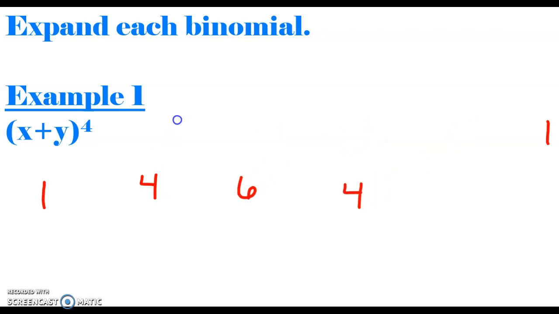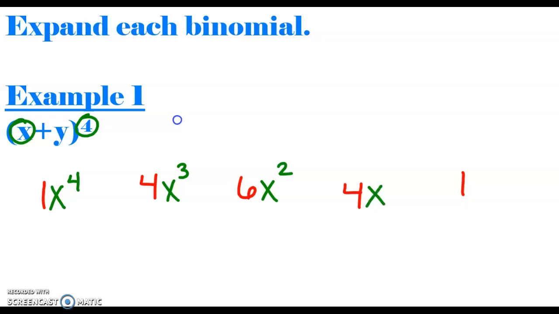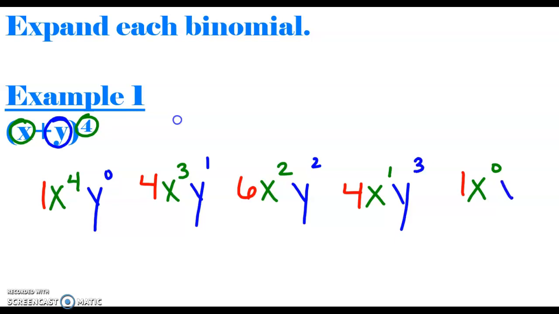So then what happens is that first term, I would take him, so x, start him at the degree. So this is going to be x to the power of 4, and then I decline. x to the power of 3, x to the power of 2, x to the power of 1, x to the power of none. Then I take the second term, I start at 0 and work up. So this is y to the power of 0, y to the power of 1, y to the power of 2, y to the power of 3, and y to the power of 4. So these make my terms.